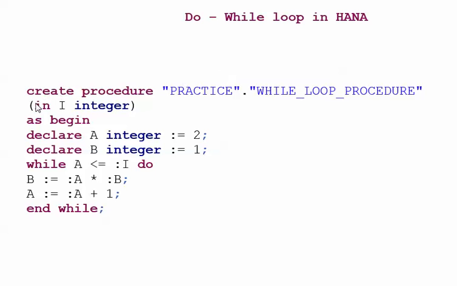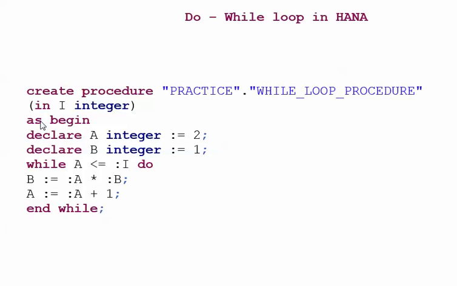Here I have added an input parameter, that is I, and this is the syntax for how you write it. Here the input parameter is I, and you have to write it like IN I and its data type, and it is integer. You can use multiple input parameters, and also you can use multiple output parameters.